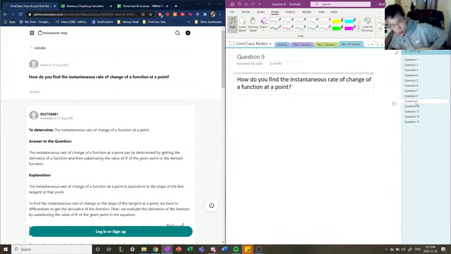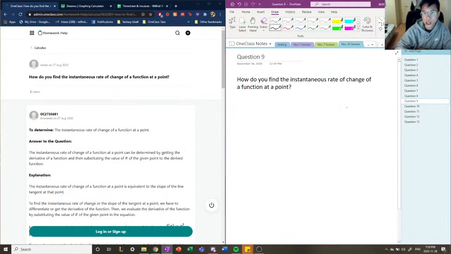Okay. So how do you find the instantaneous rate of change of a function at a point? Okay, so the junior tutor wrote that the instantaneous rate of change, or the IROC, of a function at a point can be determined by getting the derivative of the function and then substituting the value of x of the given point into the derived function. Okay, so another way of describing the instantaneous rate of change of a function is finding the slope of a tangent line at that point. Okay, and we need to differentiate between a tangent line and a secant line, so I'll go through that right now.